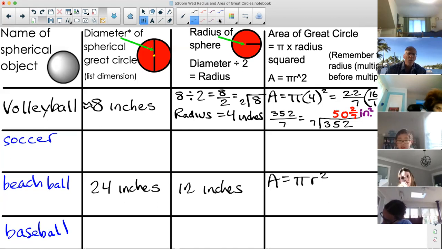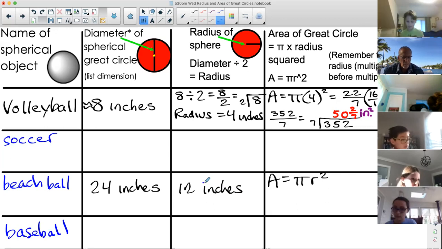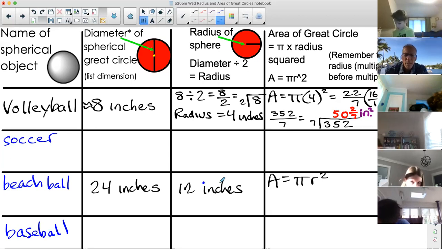And I'll work on this a little slower. So if you want to look up, you can. If you don't want to look up, just record your radius at 12 inches. Record your formula, which is area equals pi r squared, and get going.